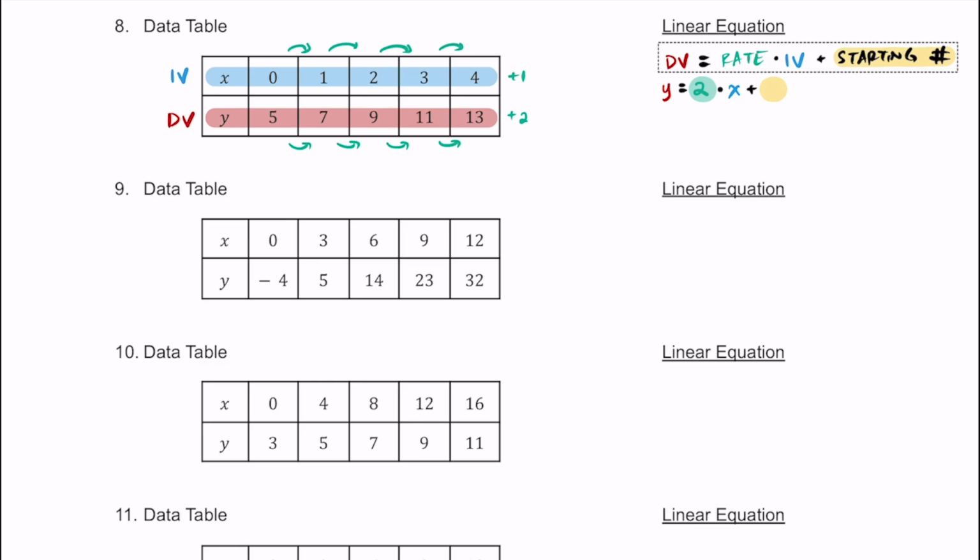Okay. Now what about the starting number? Let's see if we can find a column where x is 0. Looks like x is 0 here. So if x is 0, then y is 5. So our starting number must be 5.